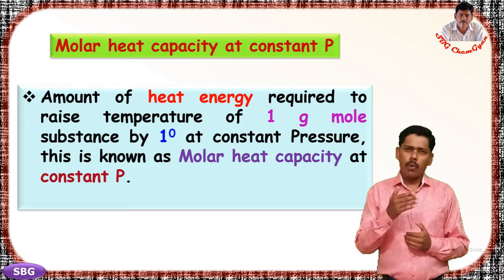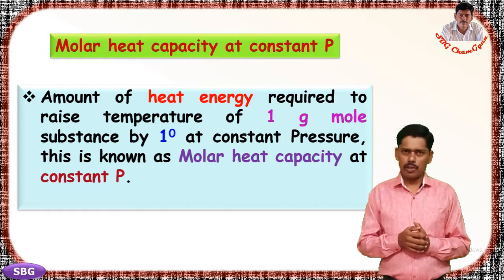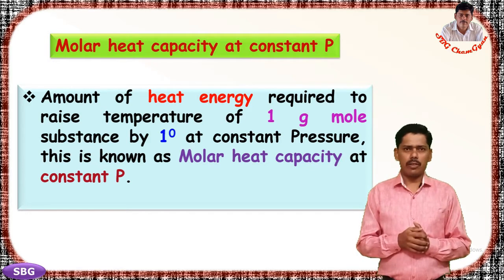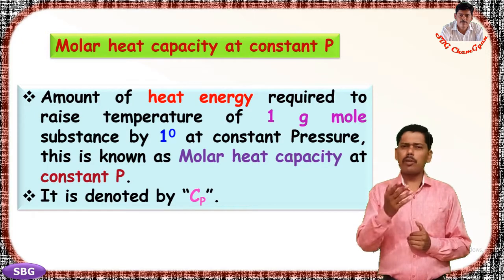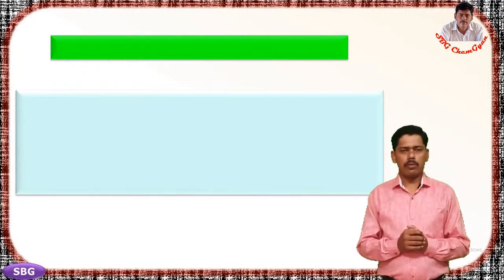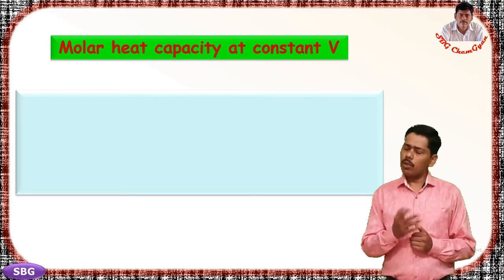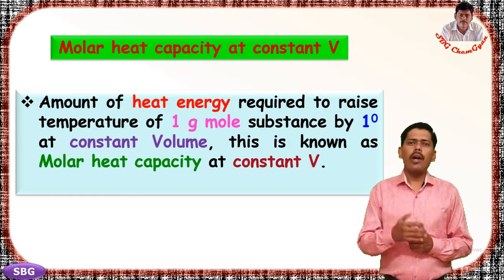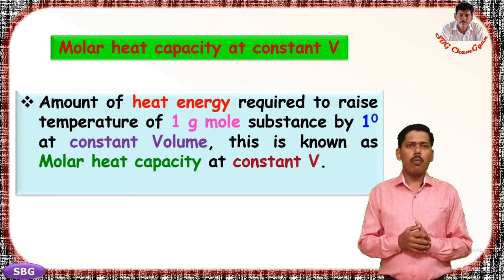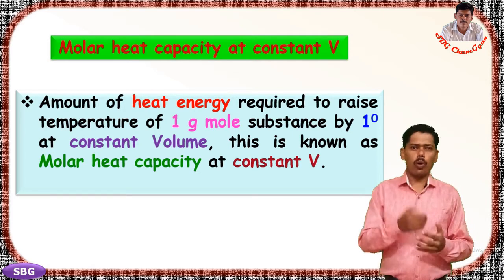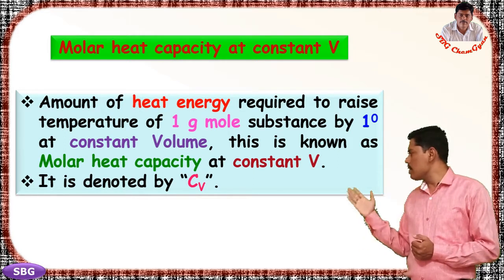Now we know what the heat capacity at constant pressure is. The amount of heat energy required to raise the temperature of 1 gram mole of substance by 1 degree at constant pressure is known as molar heat capacity at constant pressure. This is denoted by Cp. Now we study another term: the heat capacity at constant volume. The amount of heat energy required to increase the temperature of 1 gram mole of substance by 1 degree at constant volume is known as heat capacity at constant volume. It is denoted by Cv.